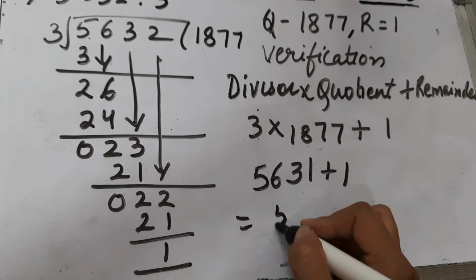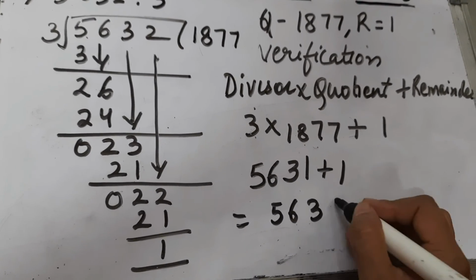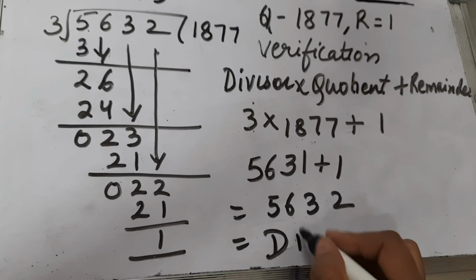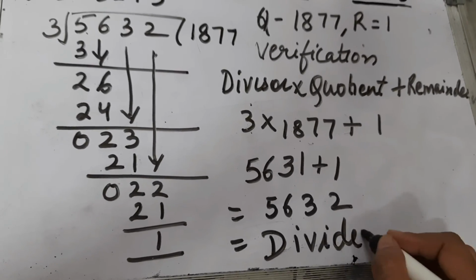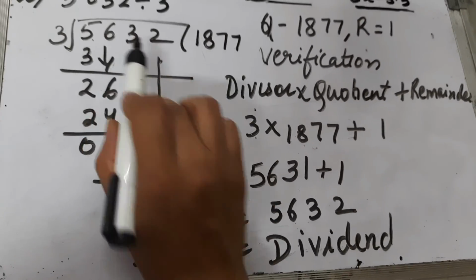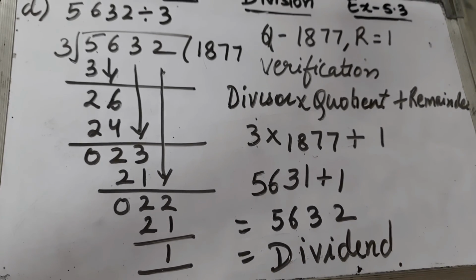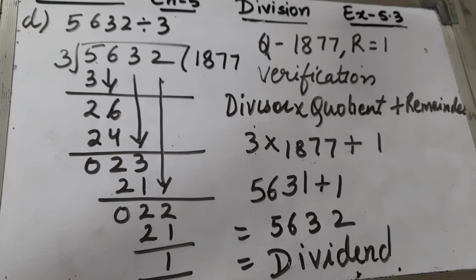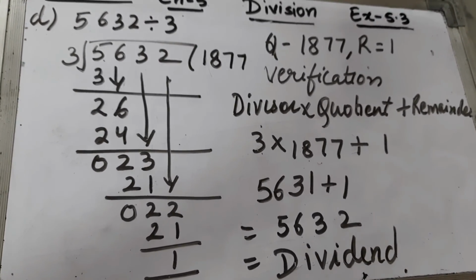So what will we get? We will get 5632, which is equal to our dividend. You can check also that our dividend is also 5632. That means our division is totally correct. Okay, so this is question number 2 of exercise 5.3.